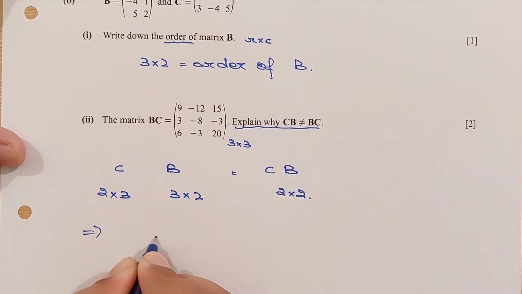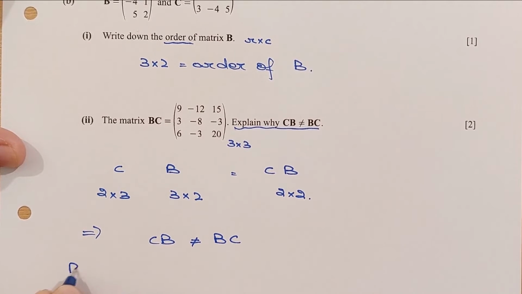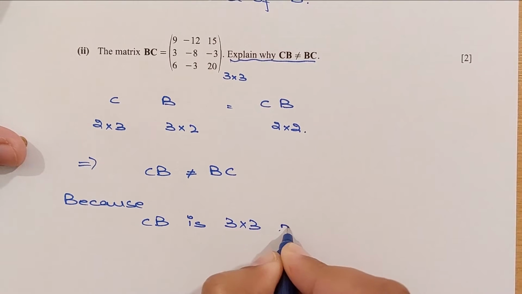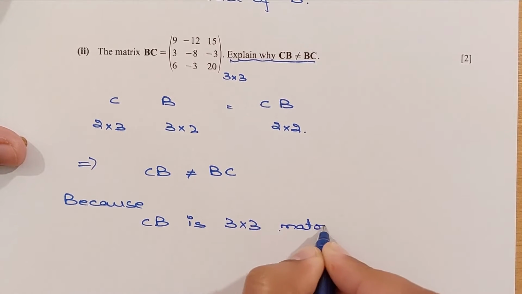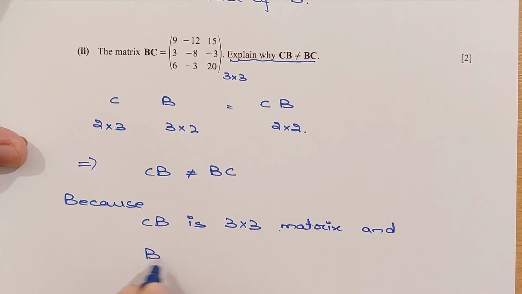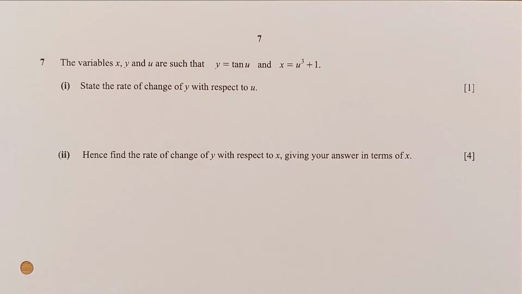So here we can say that CB is not equal to BC because CB is a 2 cross 2 matrix and BC is a 3 cross 3 matrix. This is the reason they are not equal.